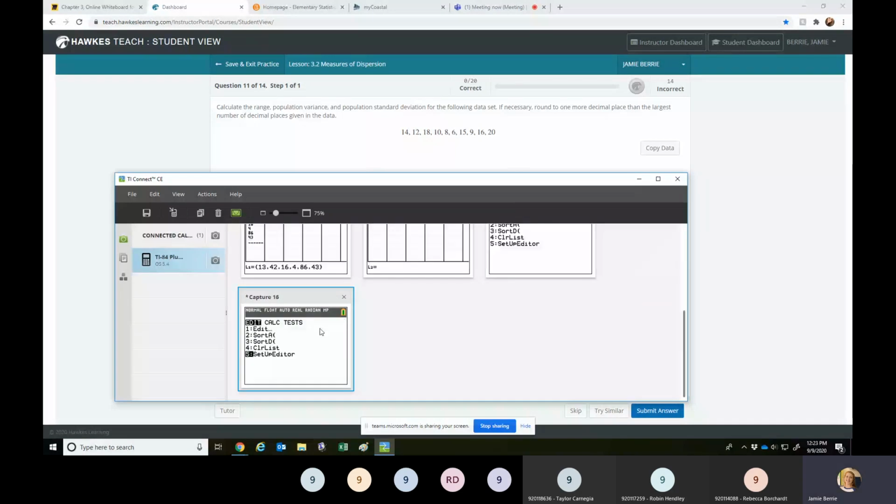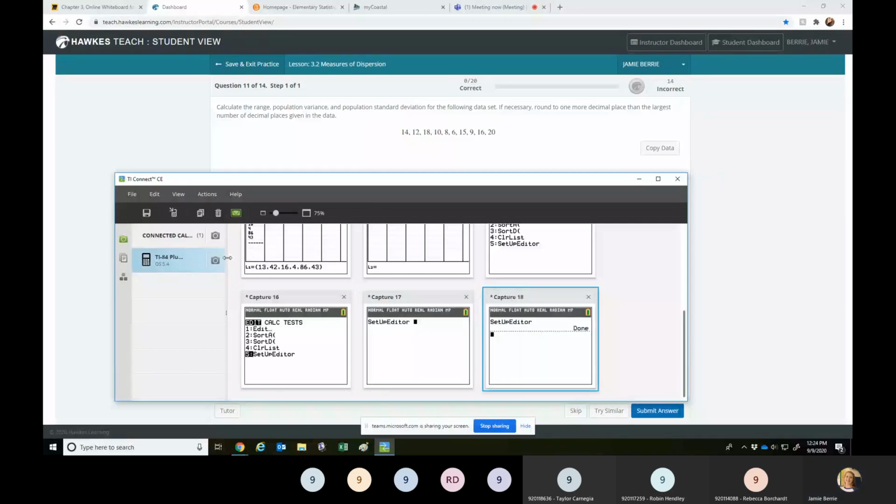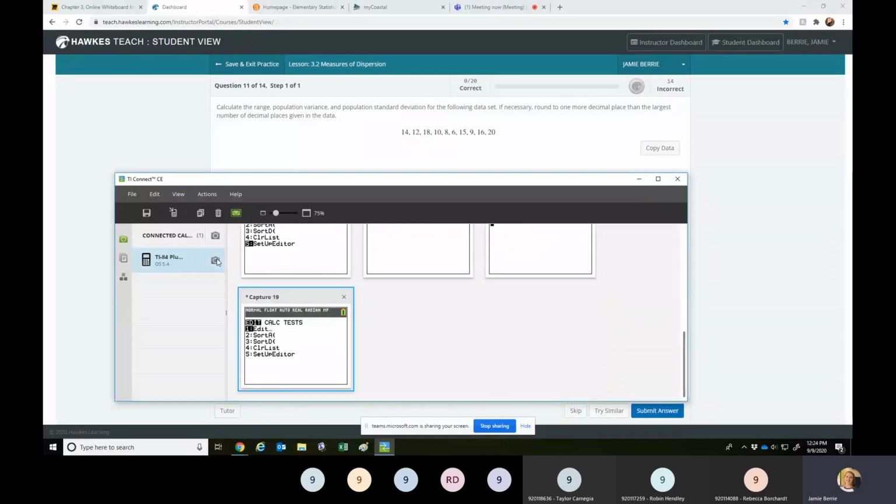Now, again, I'm only doing this because I just deleted my L1 column. You don't need to do this if everything was showing up for you. So if you accidentally delete one of your columns, you go to setup editor, you hit enter. It's going to take you back to the home screen. It'll say setup editor. You just hit enter again. It'll say done. And then now let's go back to my stat screen. And I'm going to show you the L1 column will pop back up.